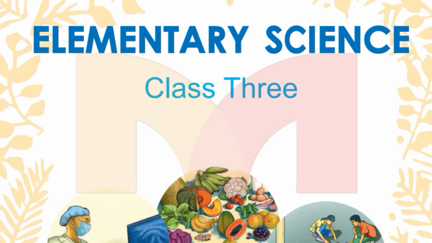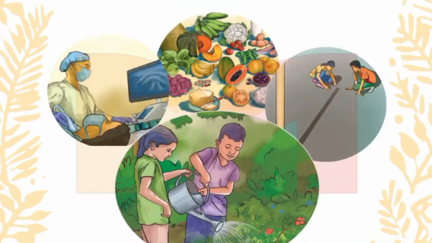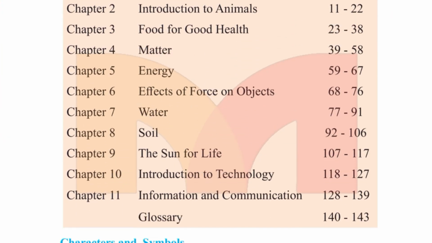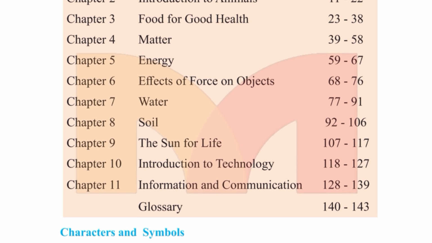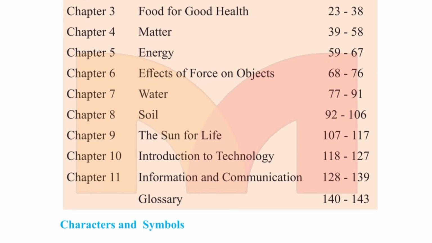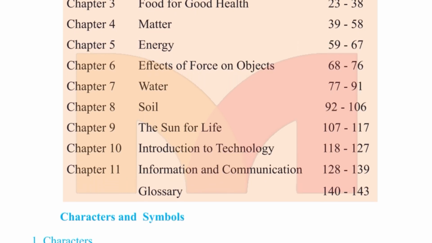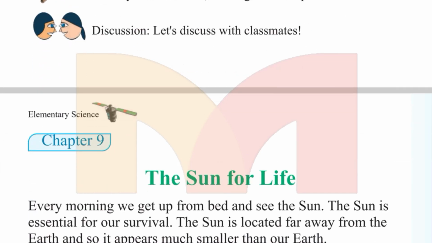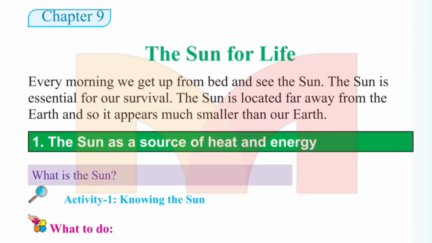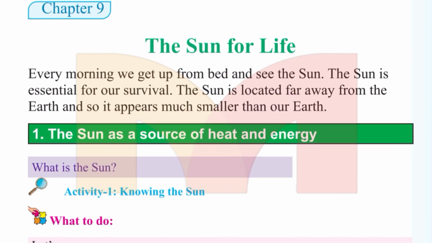Today we are going to do elementary science chapter 9, the sun for life, starting from page 107. So let's start. Chapter 9, the sun for life.